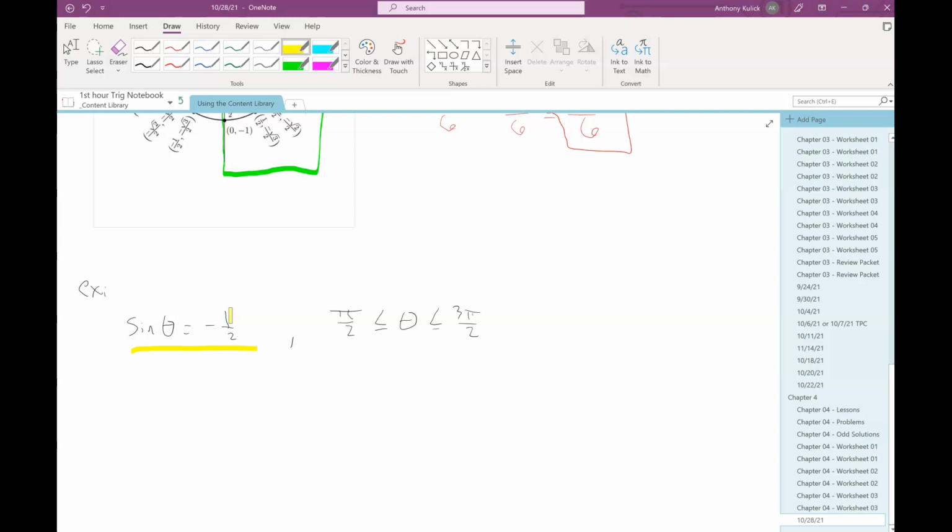The sine part. Great. What's going to cancel out sine? What have we been talking about? Sine inverse. So I'm just going to do the sine inverse to both sides.